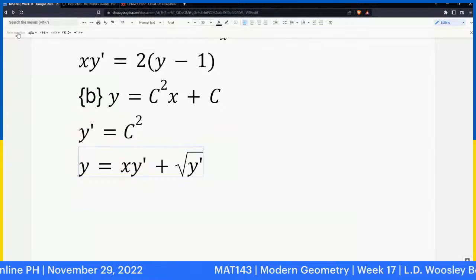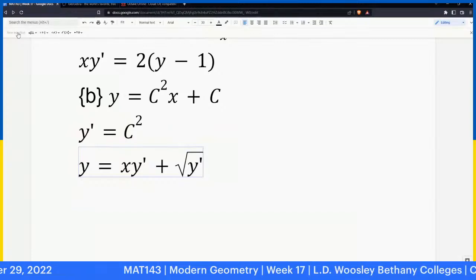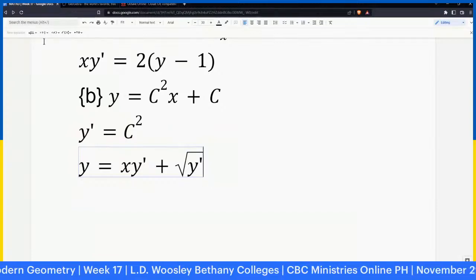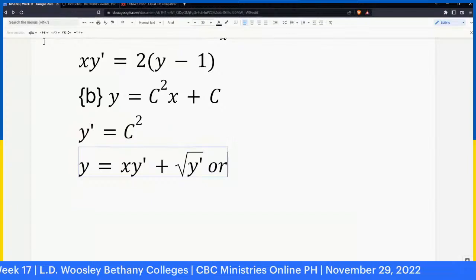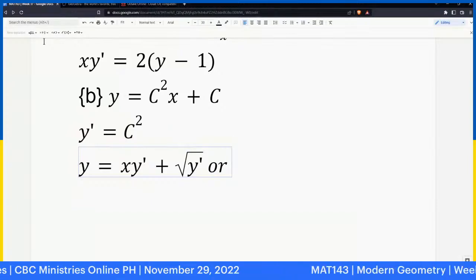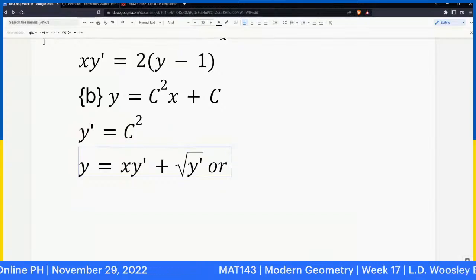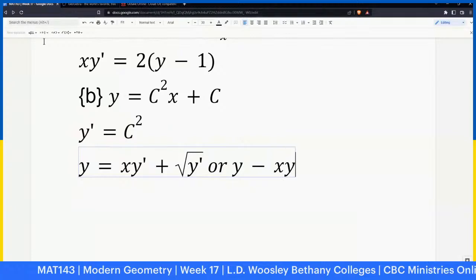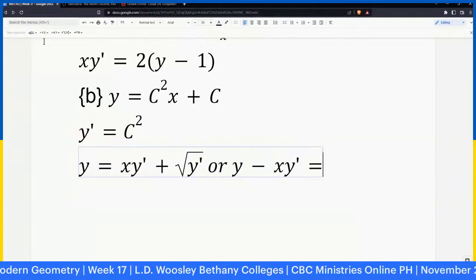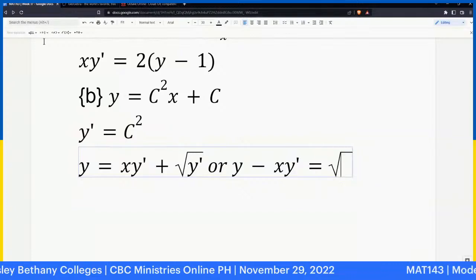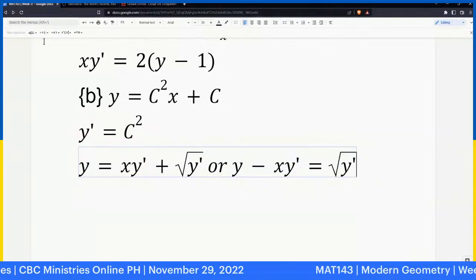Yan, pwede natin siyang i-adjust. I think we could expand this. Micaela, what will you do here? So yung mga walang radical, ilagay mo sa kabila. So y minus xy prime is equal to square root of y prime.